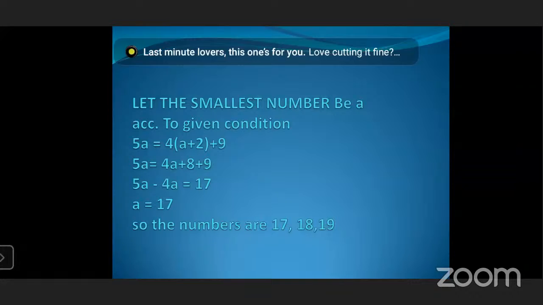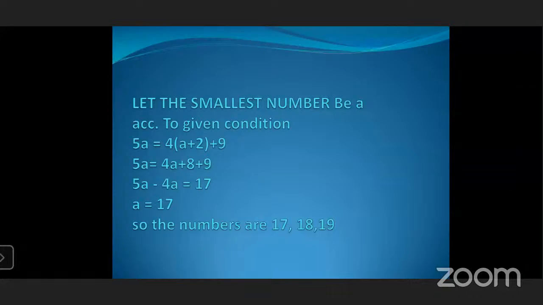So what is it exactly? Let the smallest number be a. We took a. So what will be the next number? a plus 1. If we add one, we get the next number. What is the number after that? a plus 2. And what is the number after that? a plus 3. So a plus 1, a plus 2, a plus 3. This is how you go.